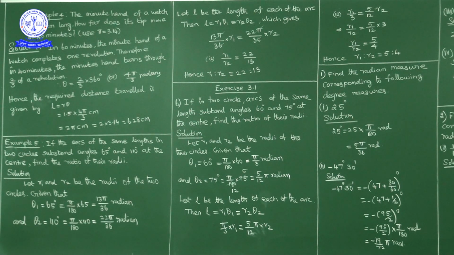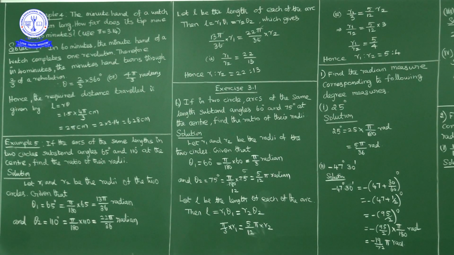60 minutes is equal to 360 degrees. So 40 minutes is equal to what? 40 minutes is 2 by 3 times of 360 degrees. Now 360 degrees is nothing but 2 pi. So 2 by 3 into 2 pi is nothing but 4 pi by 3 radians.